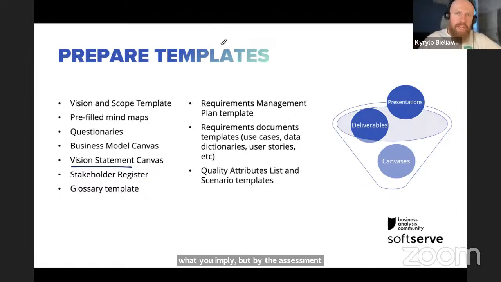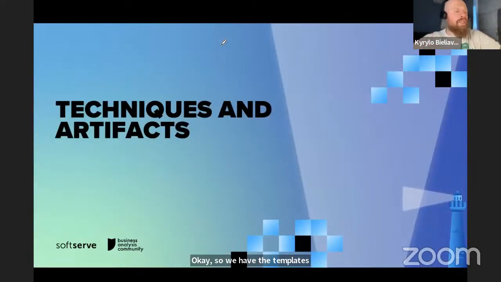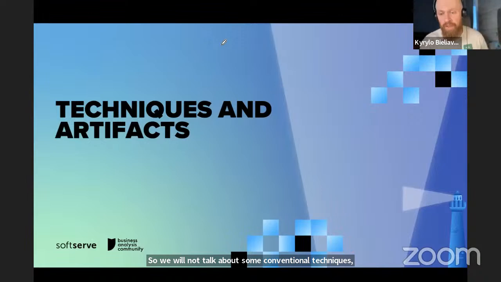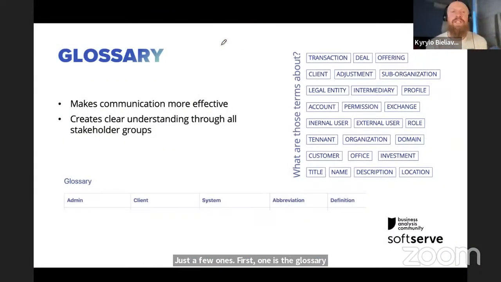Okay, so we had the templates prepared, and now let's talk about some techniques as I promised you. We will not talk about conventional techniques, but rather about some which are usually omitted. Just a few. The first one is the glossary, and I'm sure we have some people who have read the BABOK in their time here, and maybe are also preparing for certification.